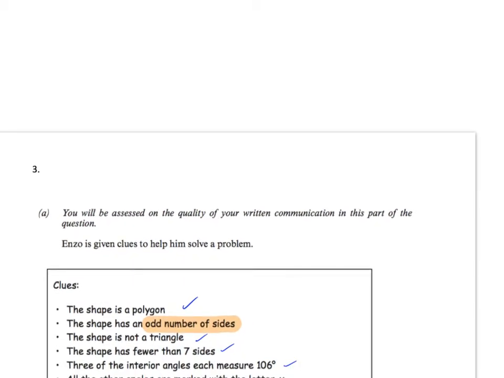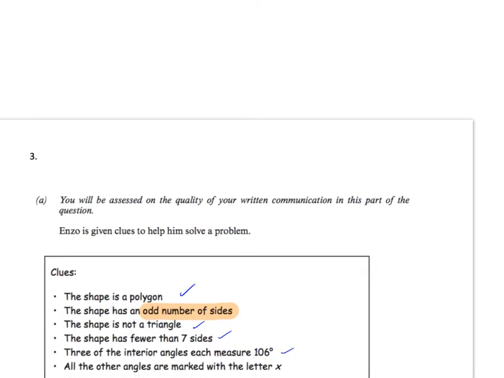It then says the interior angles, 3 of the interior angles each measure 106, so 3 of the angles are 106. And then it says all other angles are marked with the letter X. Well, we do that anyway. When we don't know something, we put an X, don't we? Okay, and they're both X, it means they're both the same.